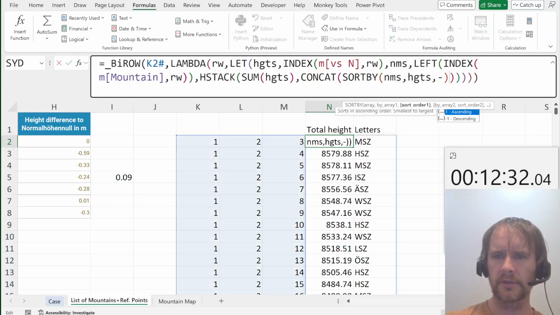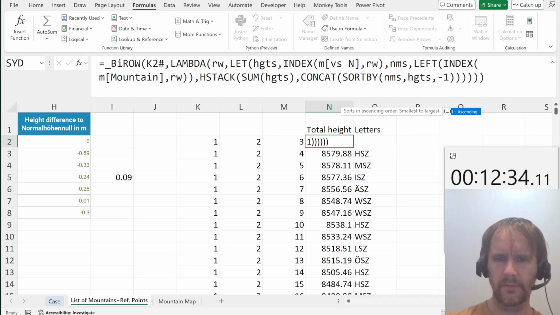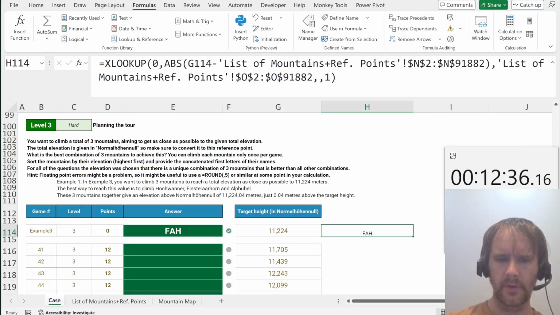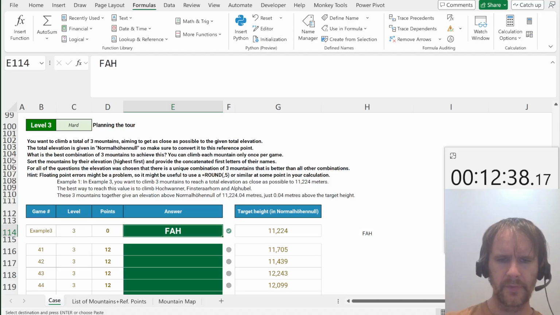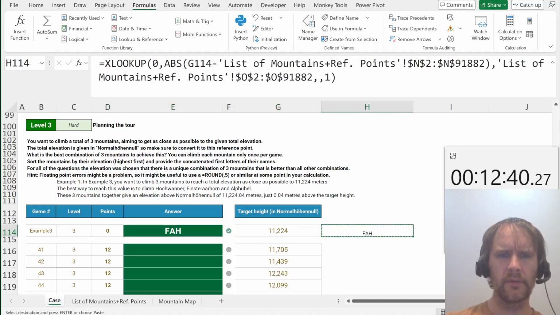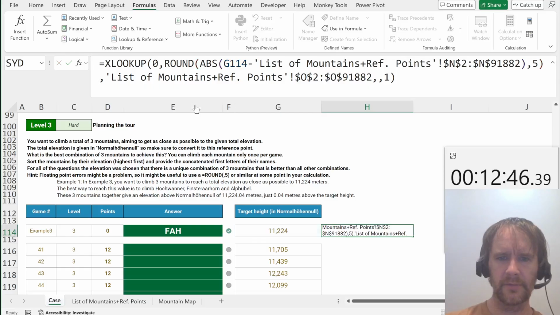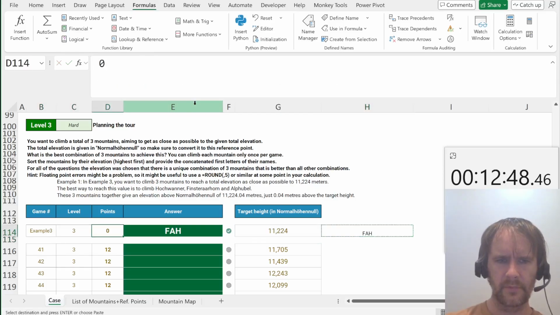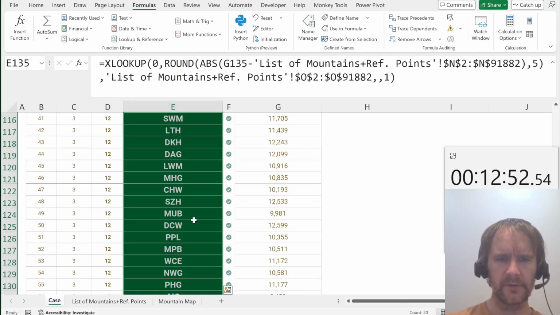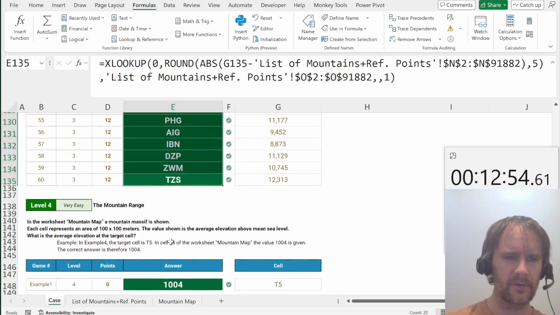Sort by this, sort order minus 1. Okay. And yeah, we didn't round anywhere. I guess let's round this to 5 decimal places just in case. I don't know, it'd be weird if that made a difference, but okay. That first level is still, I think, the hardest thing about this so far.